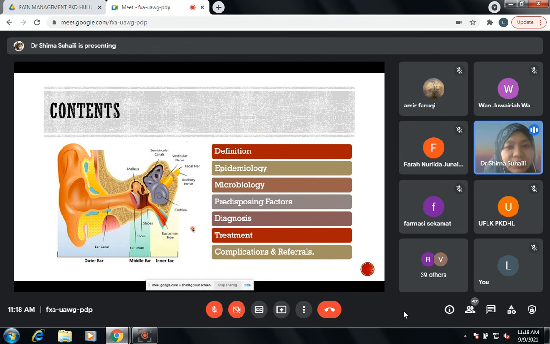Okay, before we go further, you can see that this is the picture of our ear. A little bit about the anatomy of our ear. The ear is divided into 3 parts: the outer ear, or we call it the external ear, the middle ear, and also the inner ear. For acute otitis media, the problem lies in the middle ear. Ya, yang dekat sini.